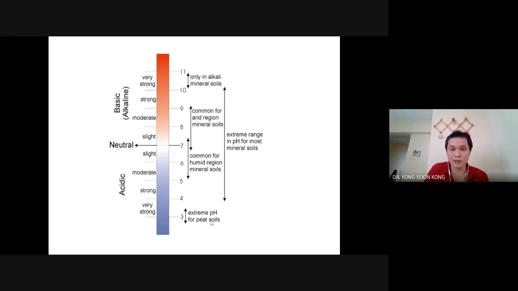After this, I'm going to explain more to you why peat soils are very acidic. But of course, there is one more factor that is not included here. That is, I think you should also know, anthropogenic pollution. Anthropogenic pollution also causes the majority of acidification of soil, which I'll also explain to you later.